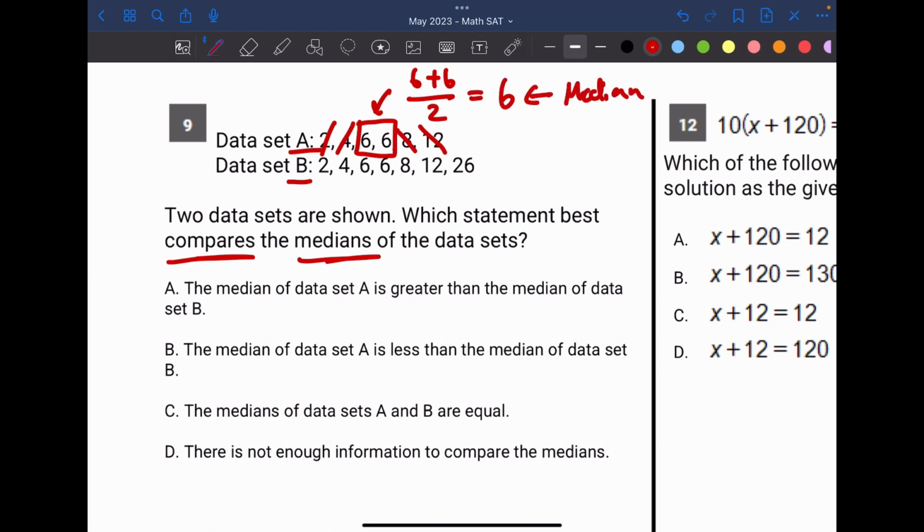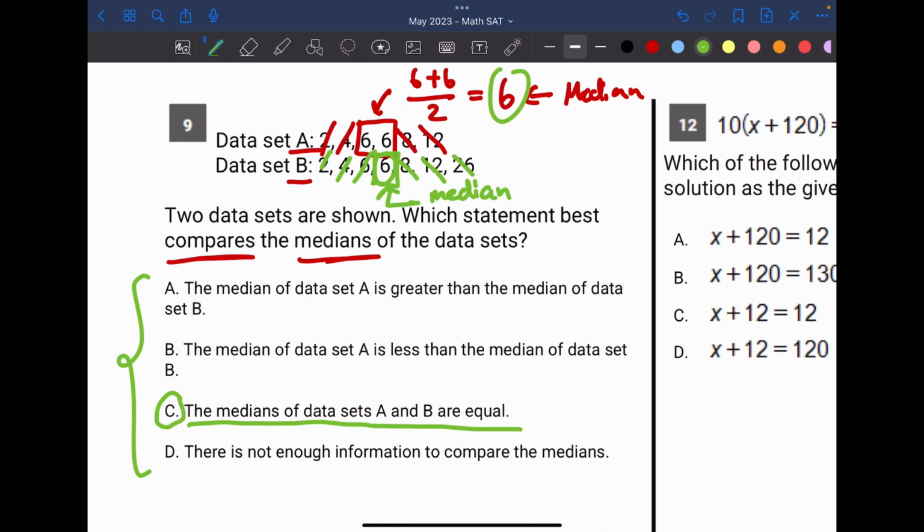And then for the next set, you do the exact same thing. So left, right, left, right, left, right. And then we are left with 1 number. In this case, this is already the median. We don't have to add or divide. So both of them have a median of 6. So which of the options says that? Option C says the medians of data sets A and B are equal, so C is the correct answer. All of these are wrong.